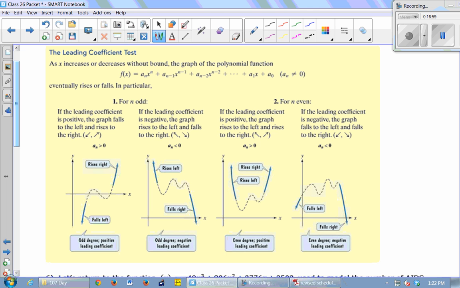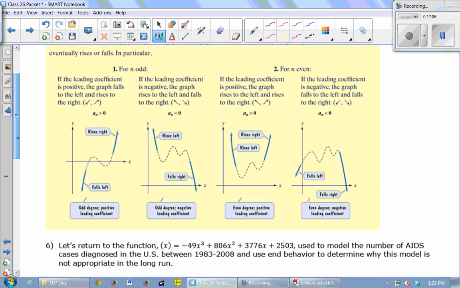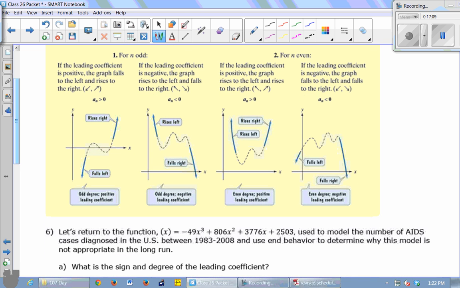So as x increases or decreases, a polynomial function will eventually rise or fall. There are two cases. If n is odd, you have opposite behavior, where one arm is up and one arm is down. The way you can tell which arm is up has to do with the leading coefficient, the very first number in front of the highest power of x. If that number is positive, you get a right arm up, left arm down, like this.